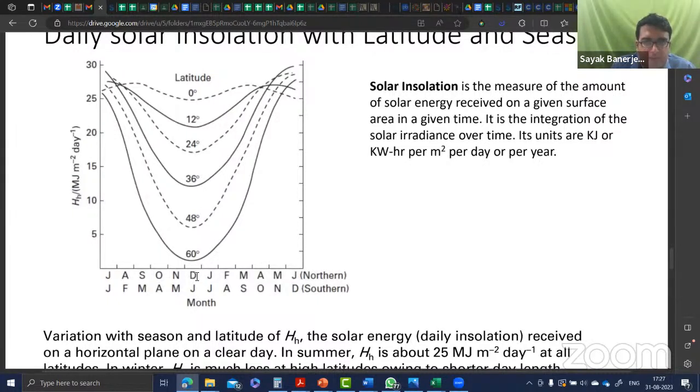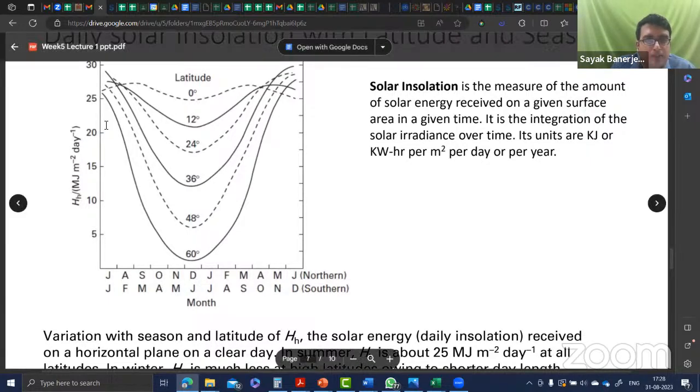So this is the month of December. 12° north is this one. So between 20 and 25, so this is 22, assume 21 or 22. So this value at 12° north, this insolation in megajoule per meter square per day is around 22 megajoules per meter square per day. Similarly, at 60° north here, this is say 1 or 1.5, something like that.